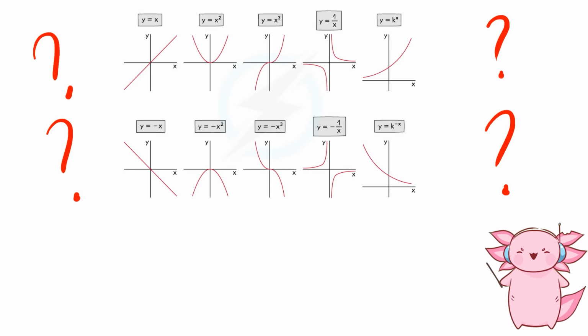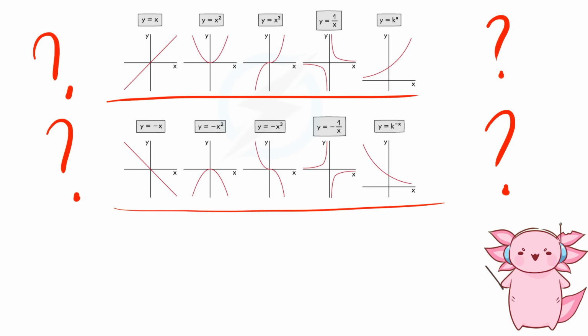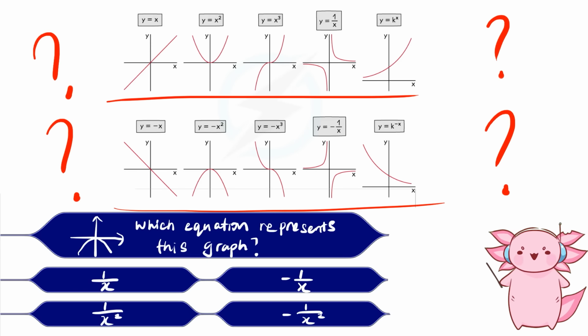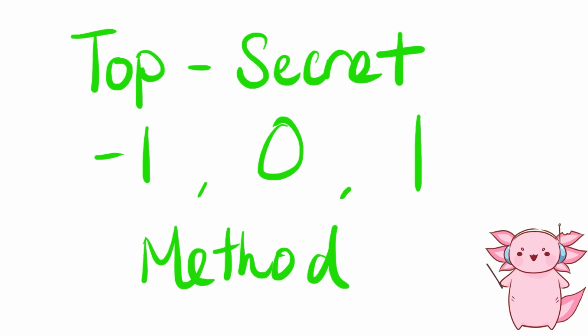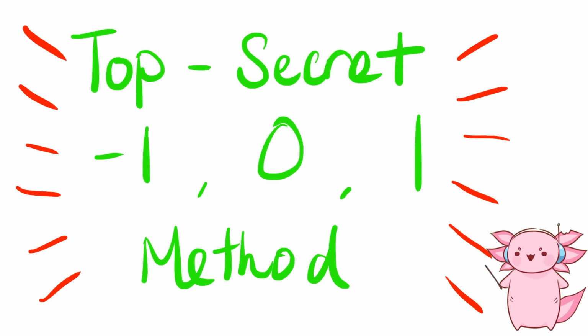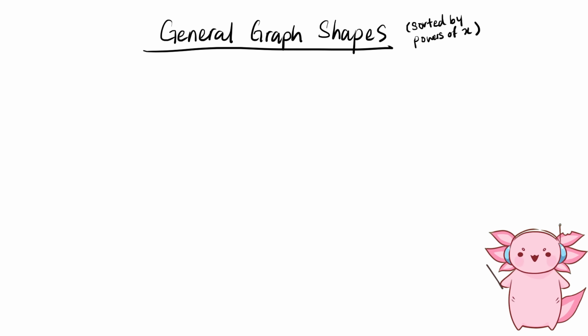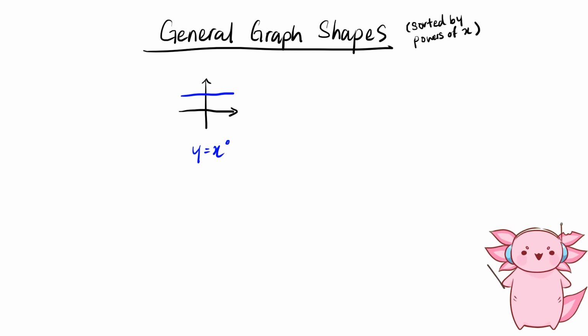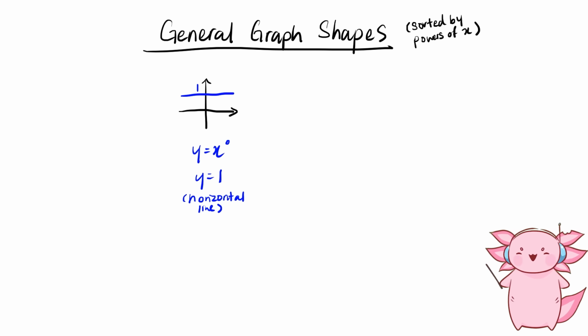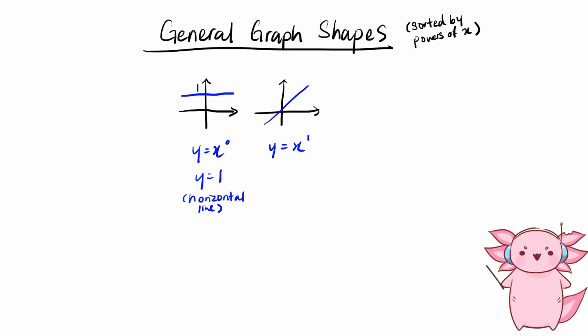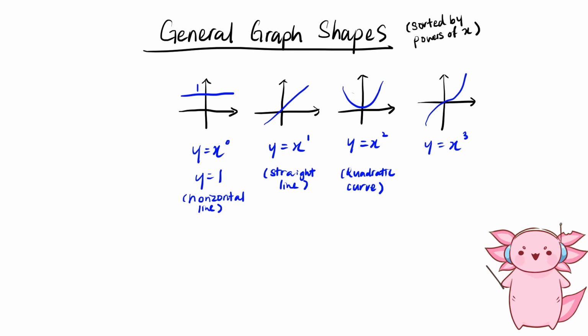You're probably thinking, how in the world am I gonna memorize all these graph shapes over here? Aha! As the big brain axolotl, I'm gonna teach you my top secret method in just a bit. But first, let's sort out all these graph shapes by the powers of x. For this one, since it's x to the power of 0, it's just 1, so it's just a horizontal line. Next, x to the power of 1 is a straight line, x squared is a quadratic, and x cubed is something called a cubic function, which looks like a sideways S shape over here.